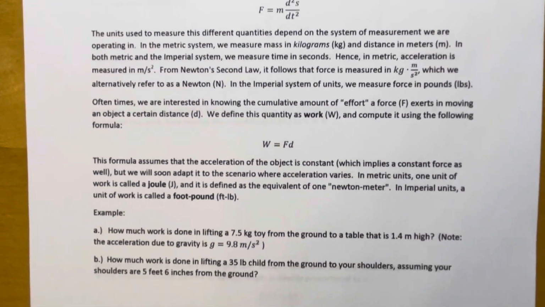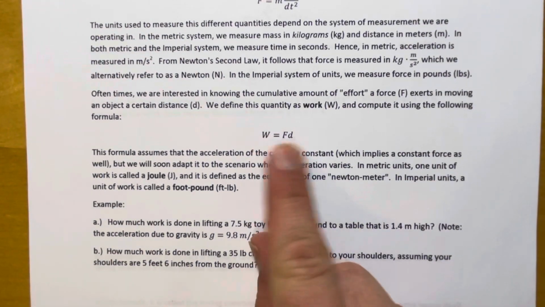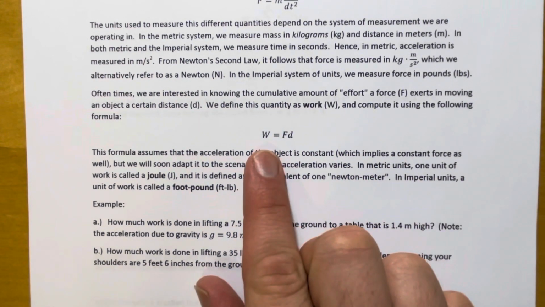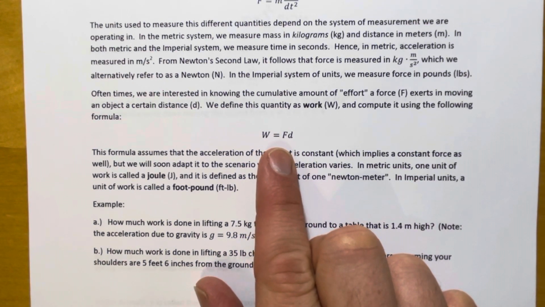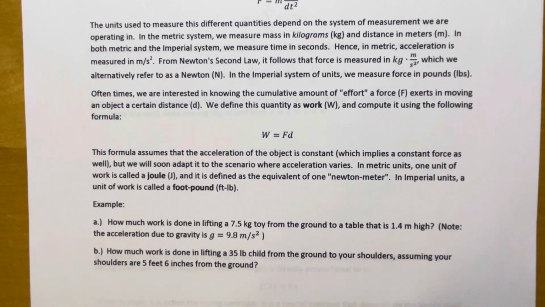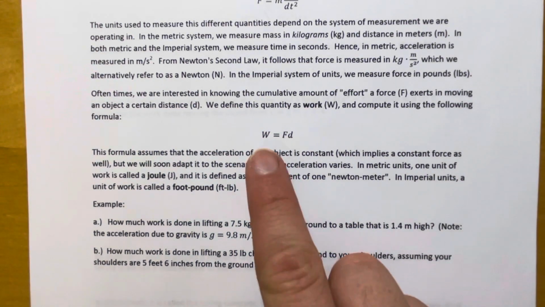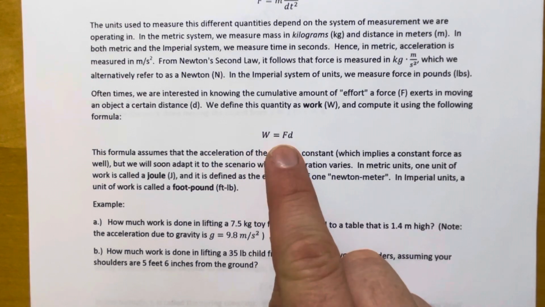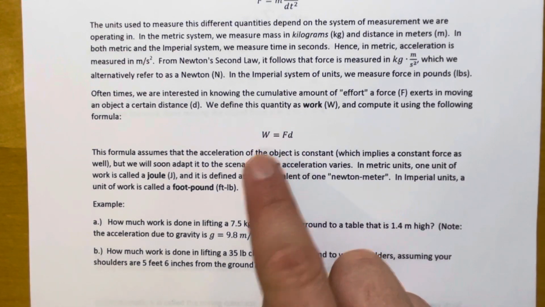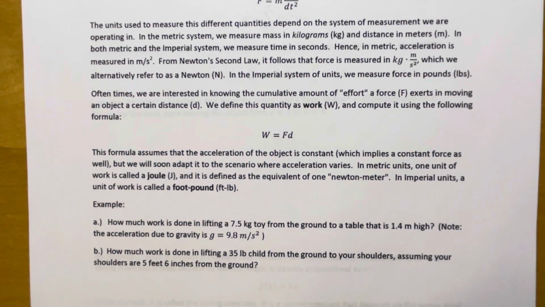So we define work this way. This is a definition, not a physical law, but a definition. We say that the work done on an object by a force is equal to that force times the distance that the object is moved. Okay? So in other words, this work can increase if we apply a greater force on the object, or if we maintain that same force and just move it a further distance. Both of those things impact how large that work is.